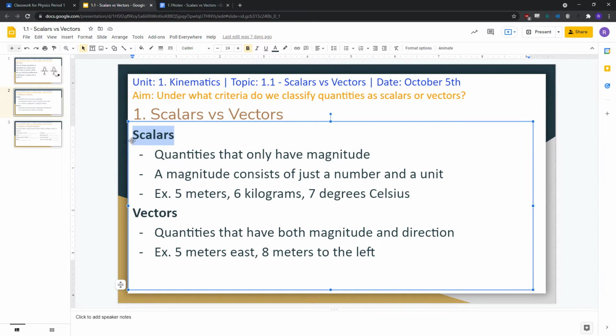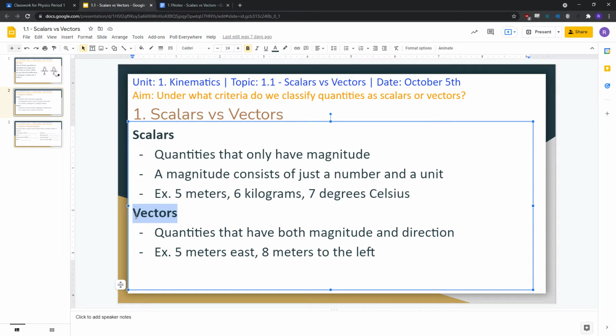Scalars versus vectors are two very different things, and they're two things that we're always going to talk about in this class. We're going to classify new quantities as either scalars or vectors. Scalars are things that only have magnitude. What does magnitude mean? Magnitude consists of just a number and a unit. For example, 7 degrees Celsius would be a scalar. It's just a number and just a unit. Like 6 kilograms would be a scalar quantity.